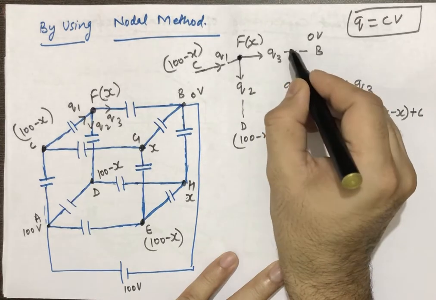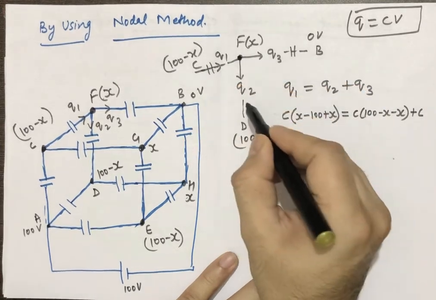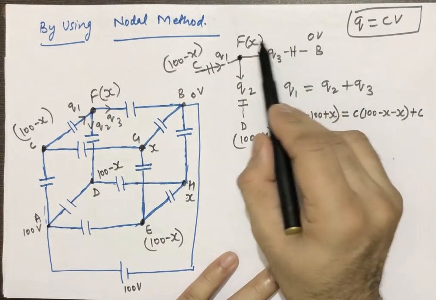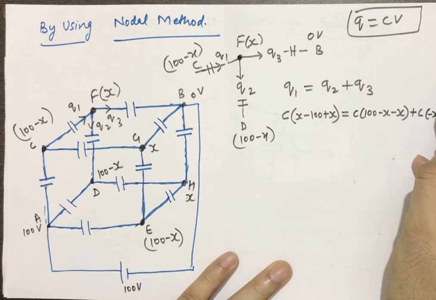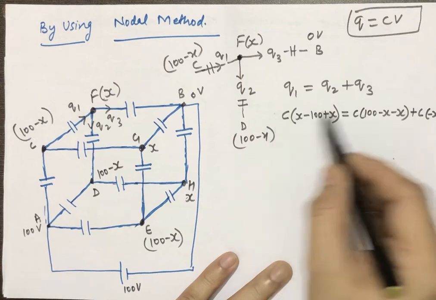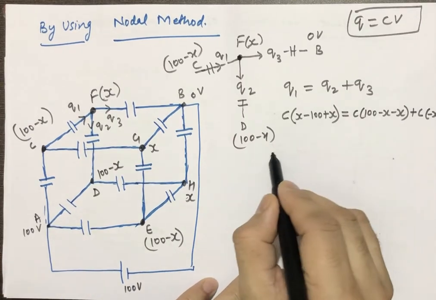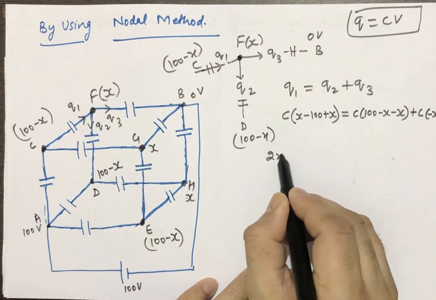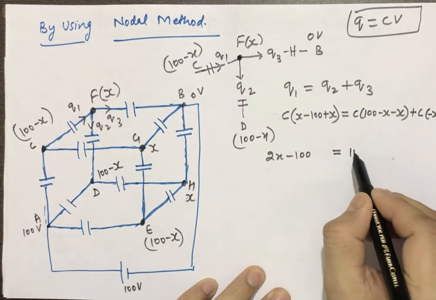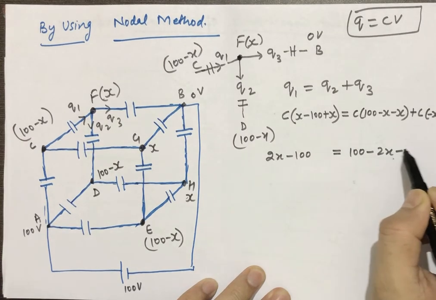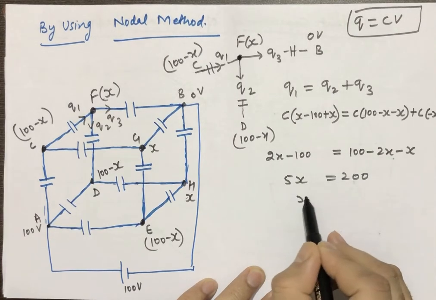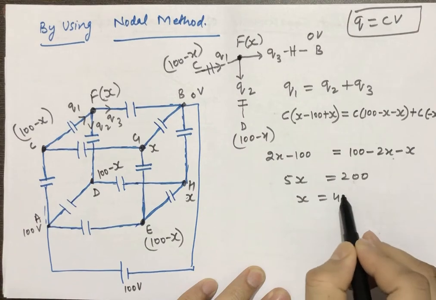What about Q3? Q3 capacitance. Here is a capacitor. You must remember, here is some capacitor. So capacitance of the capacitor is C, final minus initial. So that is minus X. Final is 0, initial is X. By solving this, C will cancel out from both sides and you will get 2X minus 100, which is equal to 100 minus 2X minus X. So it becomes 5X is equal to 200, X is equal to 40.